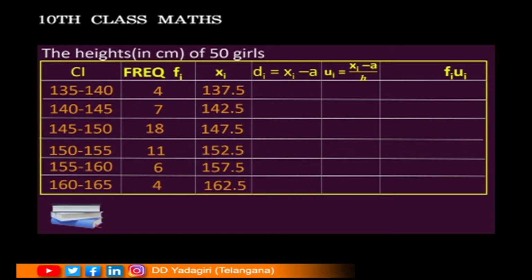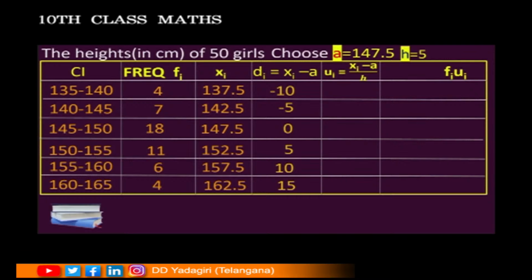Now the deviations you have taken in the previous method. For that you have taken the assumed mean as 147.5. So you got the deviations as minus 10, minus 5, 0, 5, 10, 15. All these four columns are the same as the previous method. Now we are going to deduce the value of h. Observe the class size. The class interval 135 to 140 has length 5, or you can say the deviations are all multiples of 5. So you take the value of h as 5. So choose h is equal to 5.